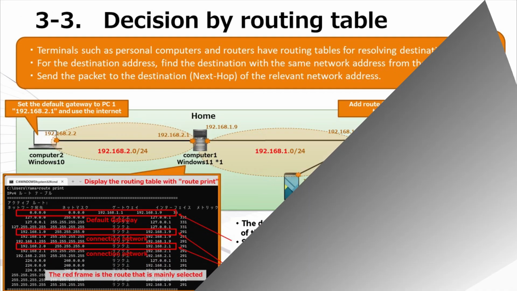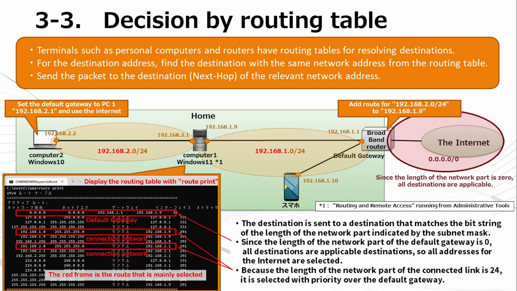Next, I would like to understand routing a little more concretely. I actually ran the configuration in this diagram and checked the routing. Since PC1 also relays internet communication for PC2, it also plays the role of a router. Terminals connected to the internet, such as computers and routers, have routing tables, so check the routing table of computer 1. The personal computer's connected network and default gateway are reflected in the routing table and become the route that is mainly used. During communication, the routing table is searched for a destination with the same network address as the destination IP address. Matching is whether the bit strings and the subnet mask match. You can communicate by sending packets to the destination of the found network address, that is, next hop.